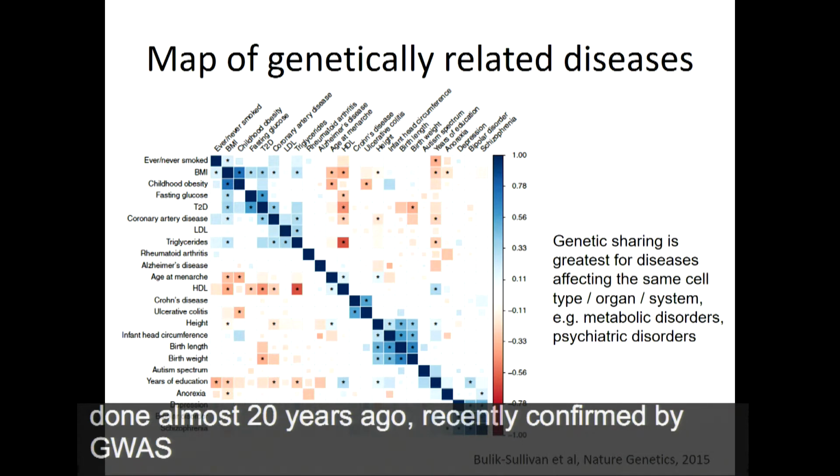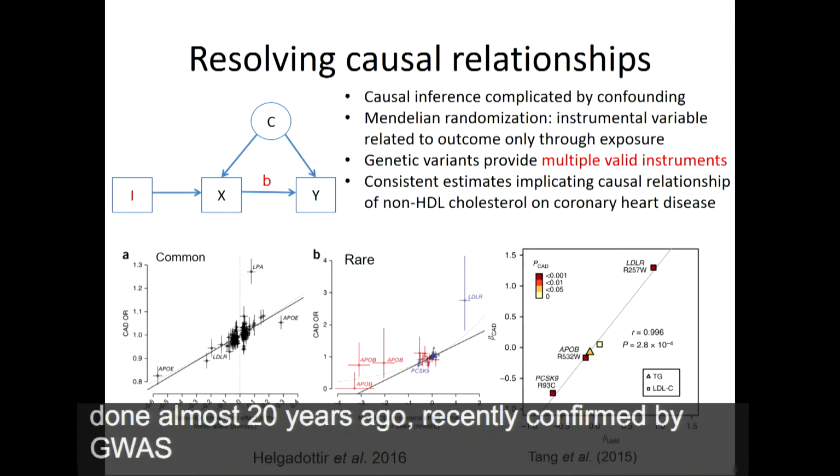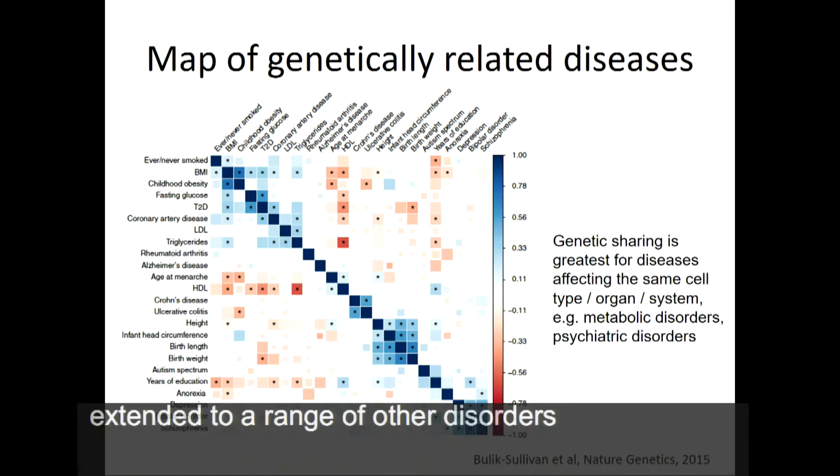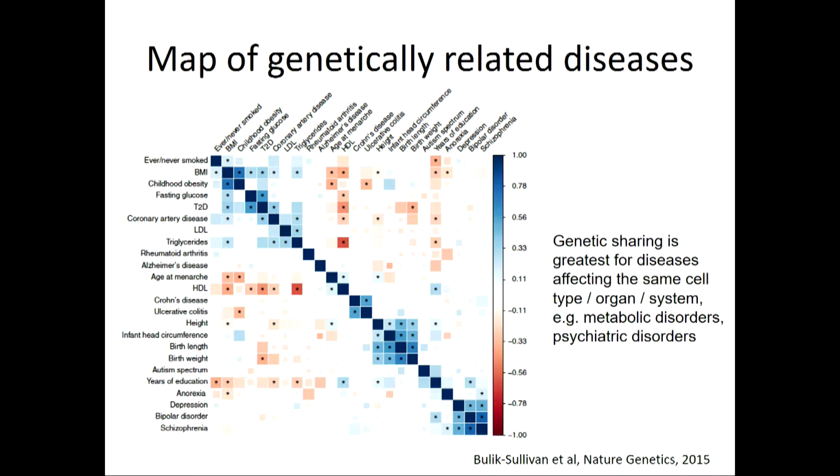So you can see here that psychiatric disorders tend to be genetically correlated, and also different metabolic disorders tend to be genetically correlated. And so this genetic sharing between disorders is greatest for diseases that affect probably the same cell type or organ or system.